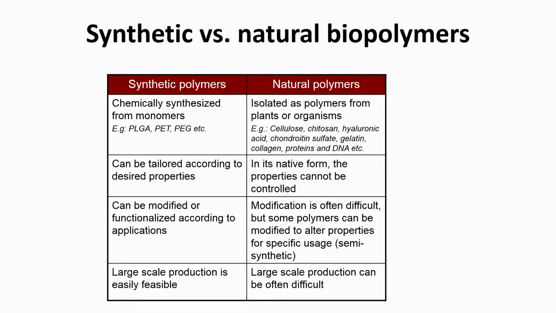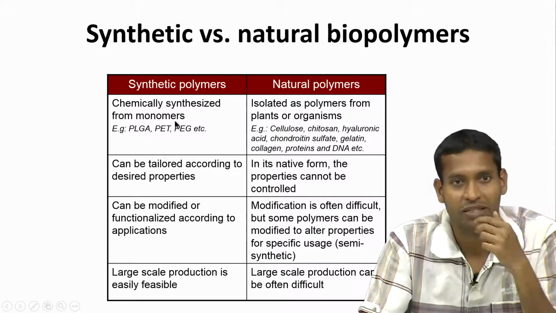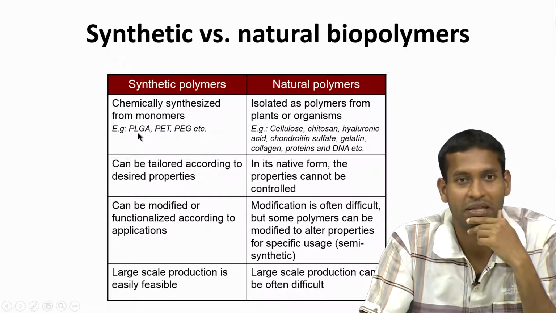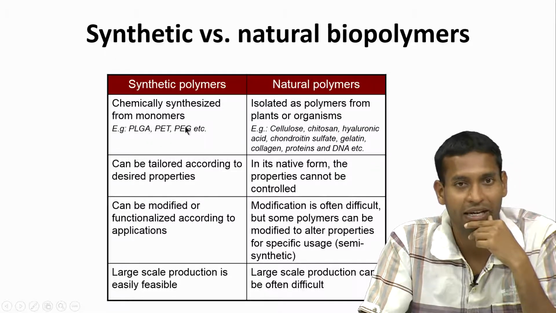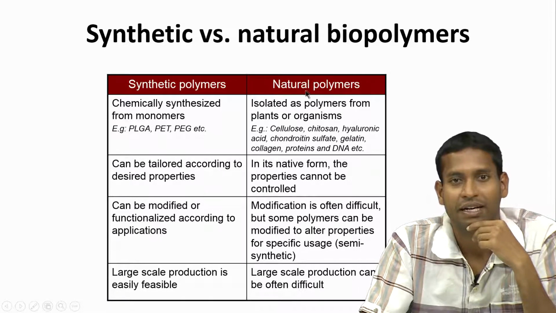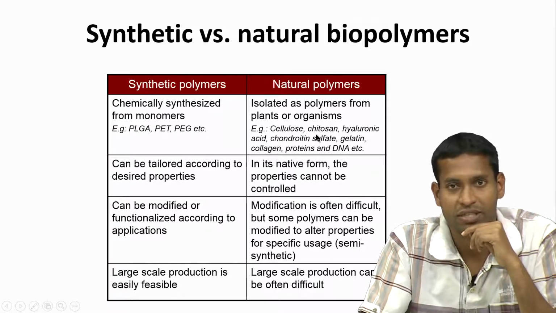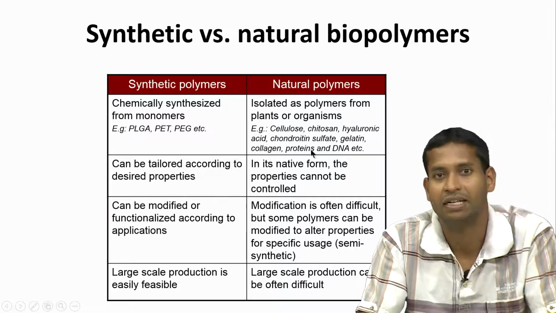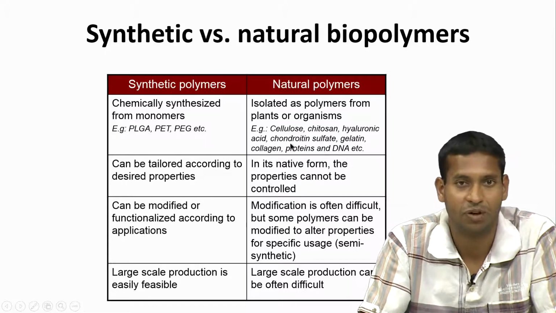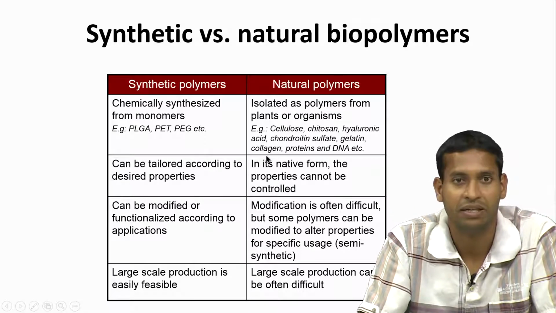Again, some of the major properties and some of the major differences between synthetic and natural polymers. Synthetic polymers are chemically synthesized from their monomers. Some common examples are PLGA, PET, and PEG, and many others. Natural polymers are derived from organisms. These could be cellulose, chitosan, hyaluronic acid, proteins and DNA, and collagen, one of the most abundant proteins.